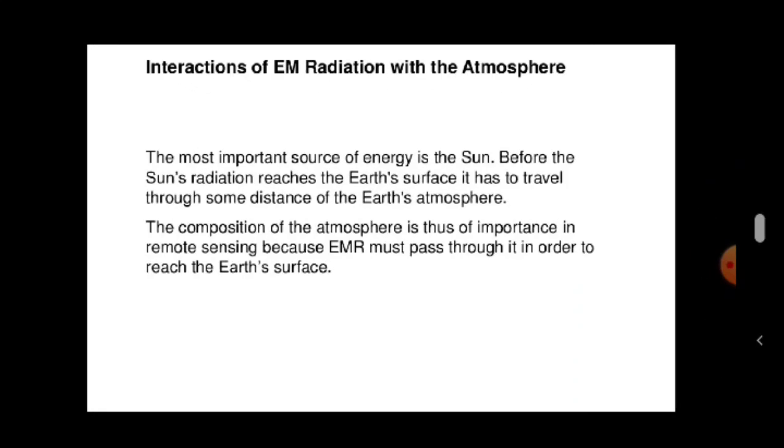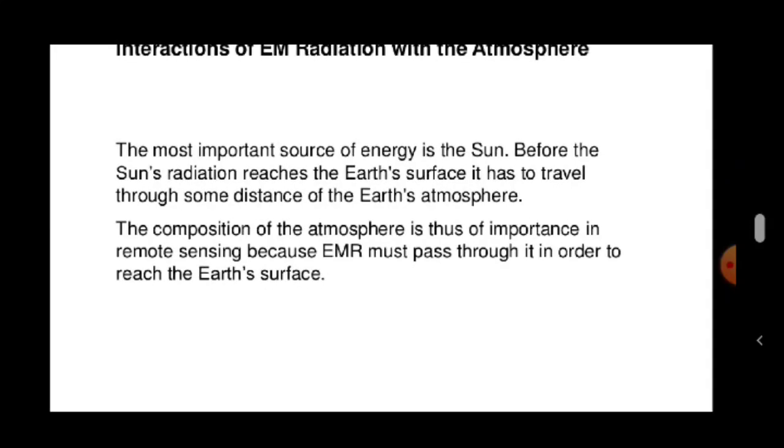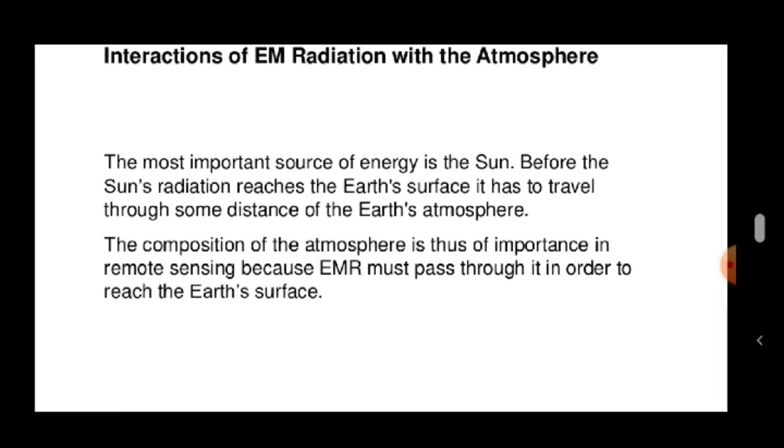And also, radiation interacts with the atmosphere. The most important source of energy is the sun, of course. Before the sun's radiation reaches the Earth's surface, it has to travel through some distance of the Earth's atmosphere. The composition of the atmosphere is important in remote sensing because EMR must pass through it in order to reach the Earth's surface.